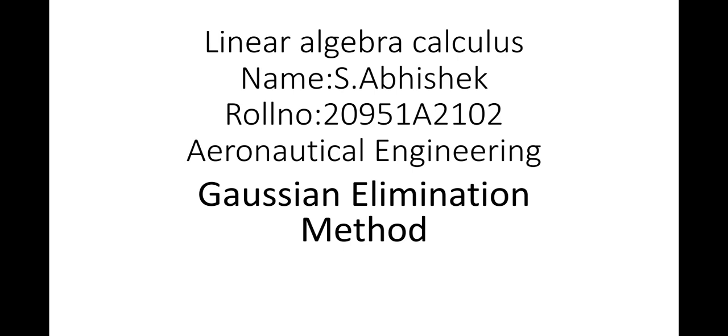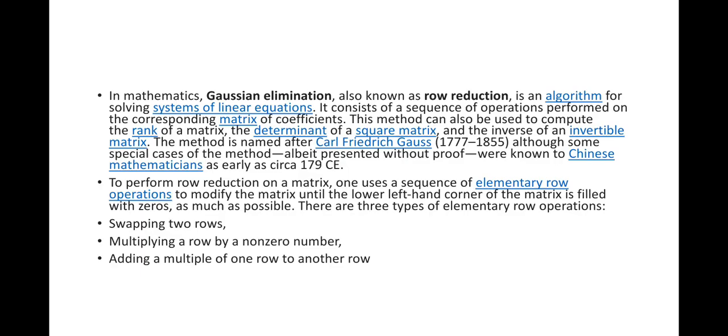Today I want to discuss the Gaussian elimination method. In mathematics, Gaussian elimination, also known as row reduction, is an algorithm for solving systems of linear equations. It consists of a sequence of operations performed on the corresponding matrix of coefficients. This method can also be used to compute the rank of a matrix, the determinant of a square matrix, and the inverse of an invertible matrix. This method is named after Carl Friedrich Gauss.